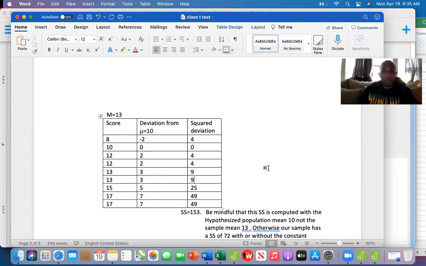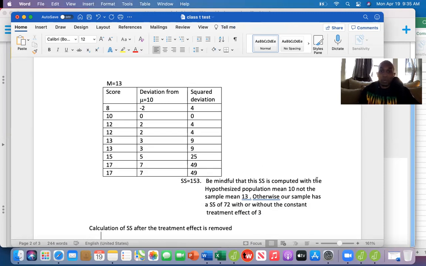Right, this is going to give us a sum of squares of 153. I wrote in the note, be mindful that this sum of squares is computed with the hypothesized population mean of 10, not the sample mean of 13. Otherwise, our sample has a sum of squares of 72.